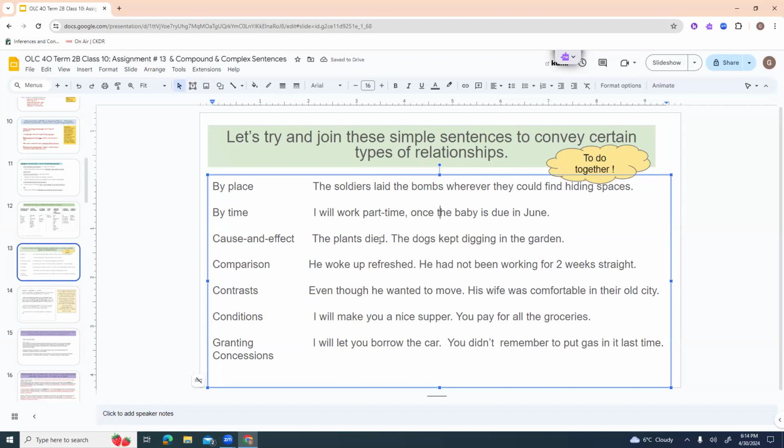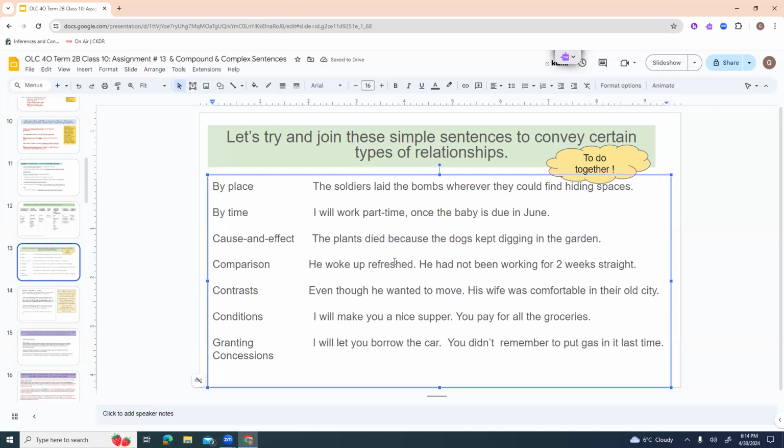The plants died. The dogs kept digging in the garden. So that one I would use cause and effect. I would just use because. Because is probably the most common cause and effect conjunction. Because the dogs kept digging in the garden.